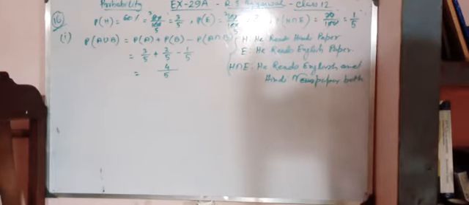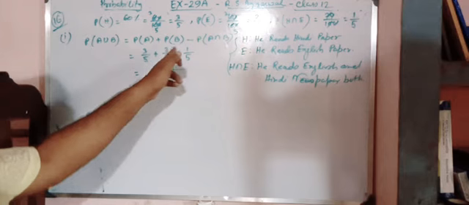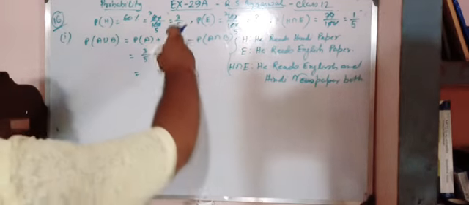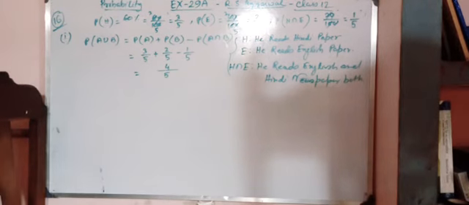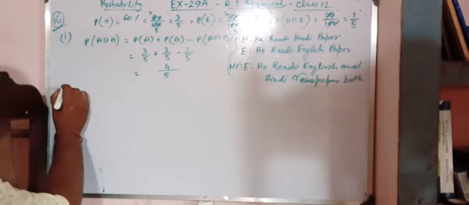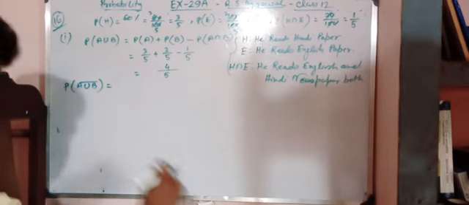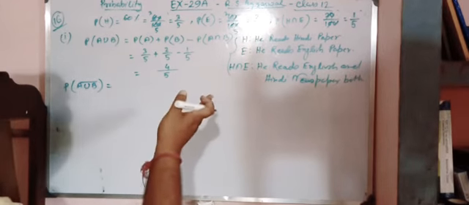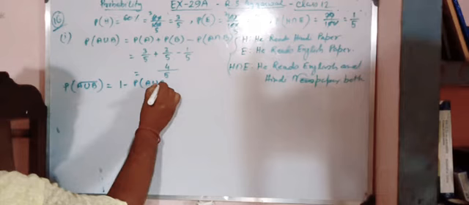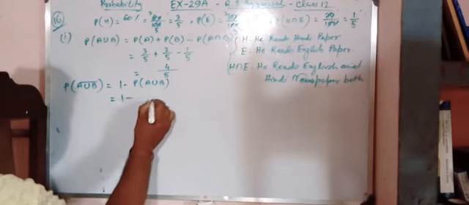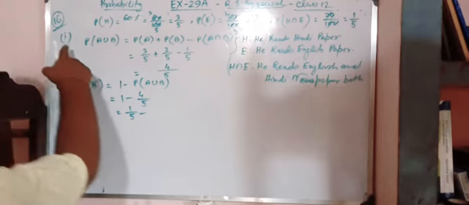Understood? Now we know that probability of A union B is equal to P(A) plus P(B) minus P of A intersection B. Putting the values over here, we are getting probability of A union B is equal to 4 by 5. Now we have to find probability of (A union B) complement, that means he neither reads Hindi newspaper nor English newspaper. So that's equal to 1 minus P of A union B, so 1 minus 4 by 5, that's equal to 1 by 5. This is the answer of the first question.